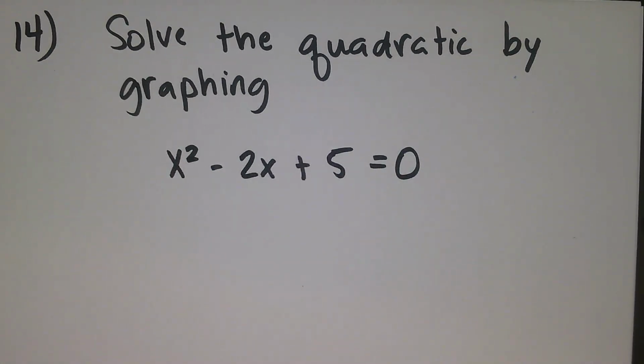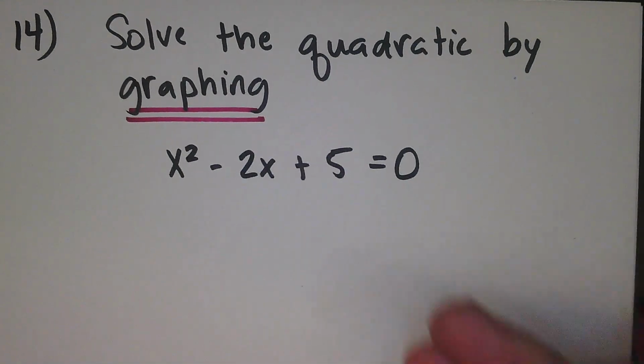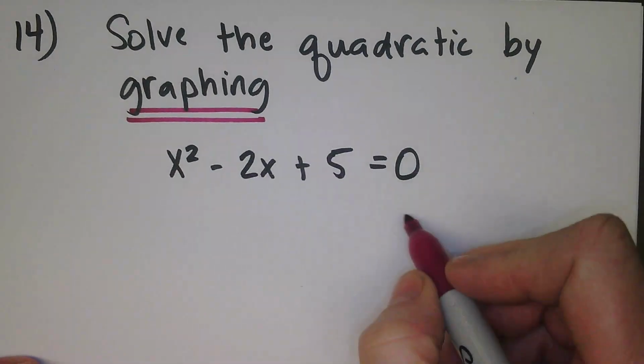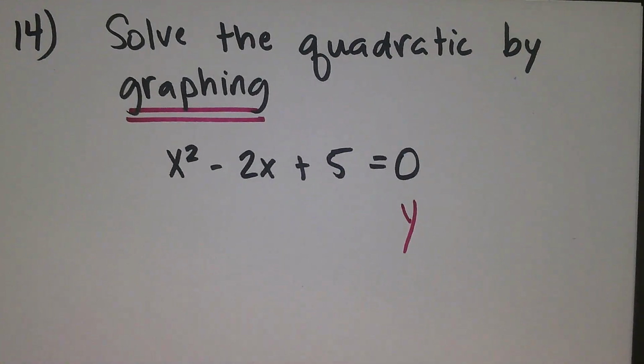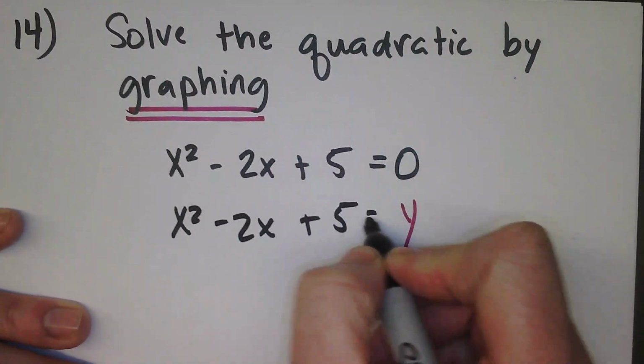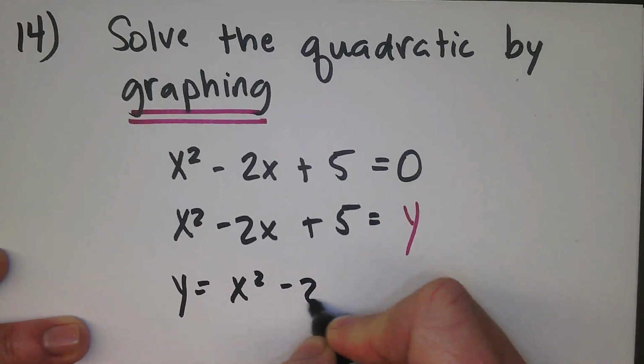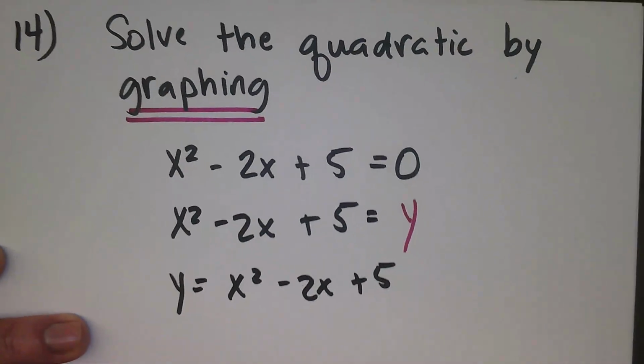And then what you want to recognize is that if you're asked to graph this, right now there's no y variable, but we're going to replace the 0 with the y, and then it's going to look much more like something that we have graphed before. So it looks like this. If we put the y first, that normally happens, right? y = x squared minus 2x plus 5.